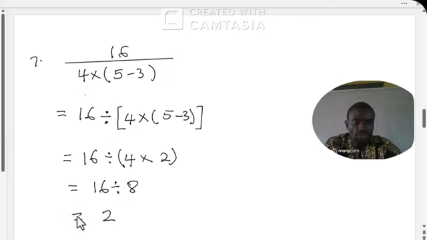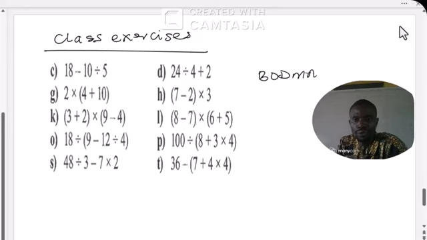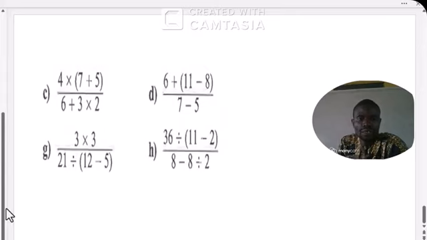Okay. So take this as a class exercise and solve all the questions there. Make sure you follow the order of operation, BODMAS. Follow BODMAS for all of them. Then also this one, make sure you follow the order as I've taught you.